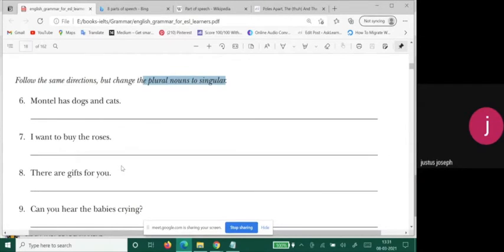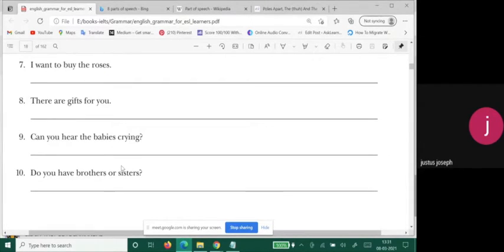Can you hear the baby cry? Can you hear the baby cry? Or can you hear the baby crying? That can also be put. Okay. What is the difference when you say, can you hear the baby cry? And when you say, can you hear the baby crying? Continuous tense. So what does that mean? Can you hear the baby crying?